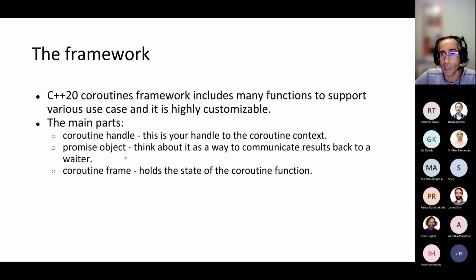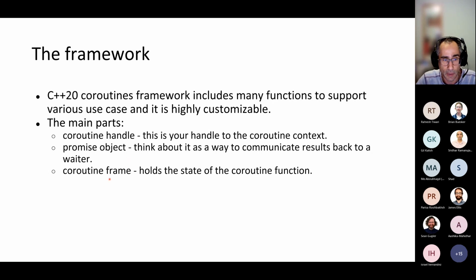The promise object is an object that's actually a type, a class type that you write. You customize it how you want it to behave, and it is used to communicate back the results to someone that is waiting on this result.